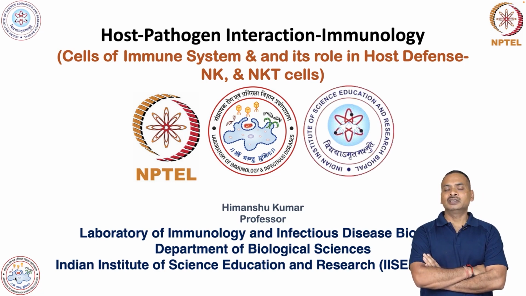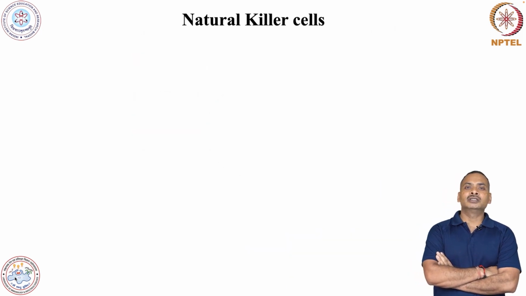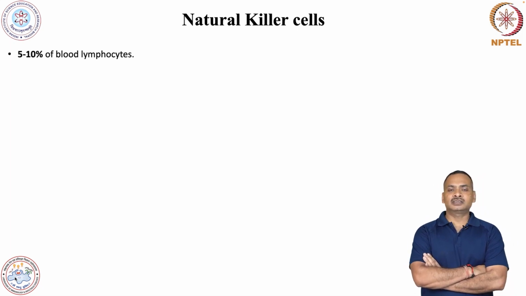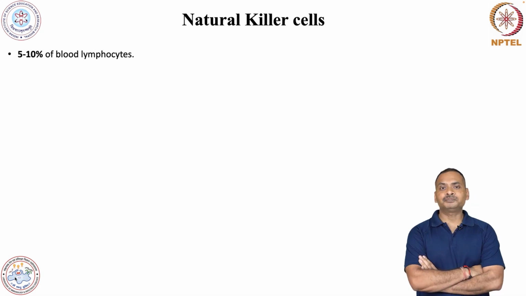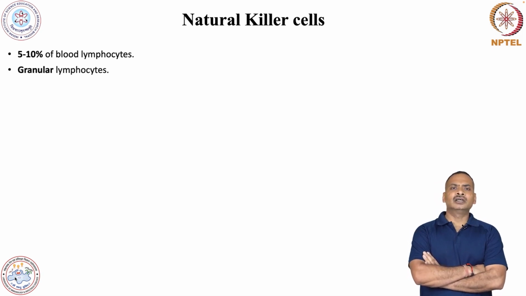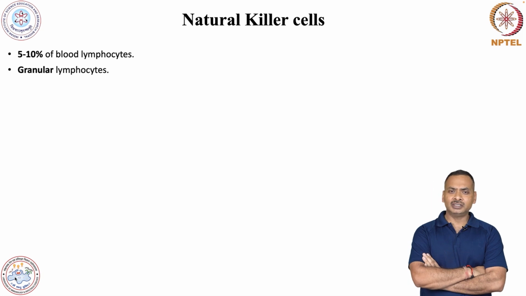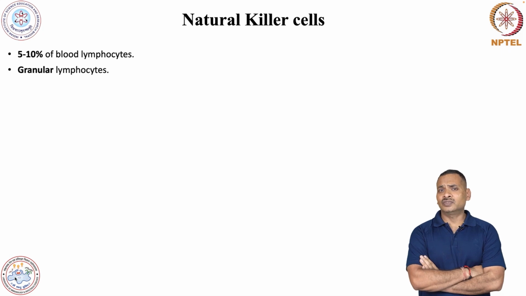NKT cells. So, NK cells and NKT cells are very important components of immunity, and basically these cells are present in blood, and they constitute about 5 to 10% of blood lymphocytes. These cells have a packet of granules, and they are granular lymphocytes. They have some granularity, and these granules are very important for their function, as you can see subsequently.